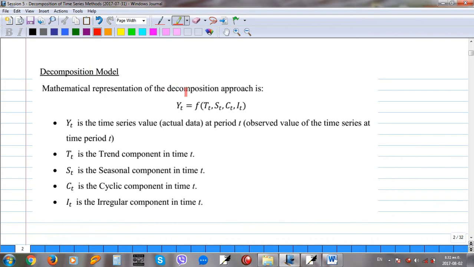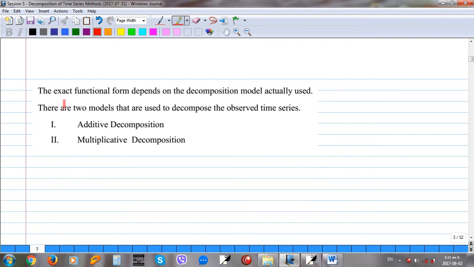The mathematical representation of the decomposition approach is that we take Yt as a function of T, S, C and I. Yt is the time series value, it means the actual data at the period t. You observe the value of the time series at time period t, and Tt means the trend component at time t, St means the seasonal component at time t, Ct is the cyclic component at time t, and It is the irregular component at time t. So the decomposition model uses these 4 components to predict Yt, the demand. The exact functional form depends on the decomposition model actually used.